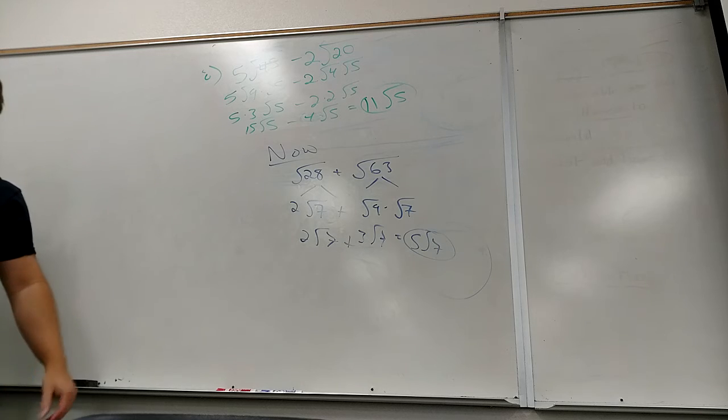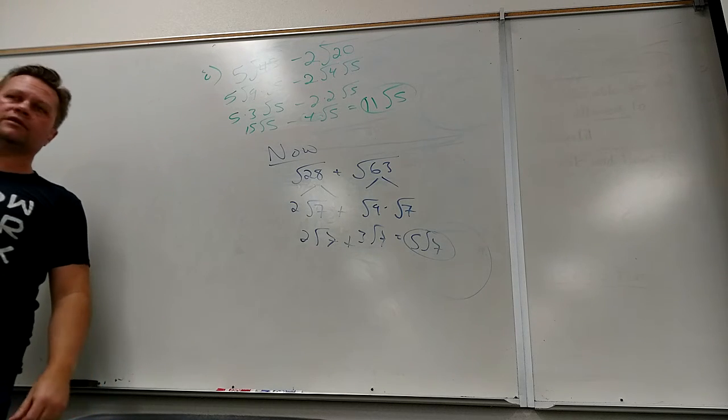So rad 5, rad 7, rad 3, they all act like variables because they're all some little thing I don't know.